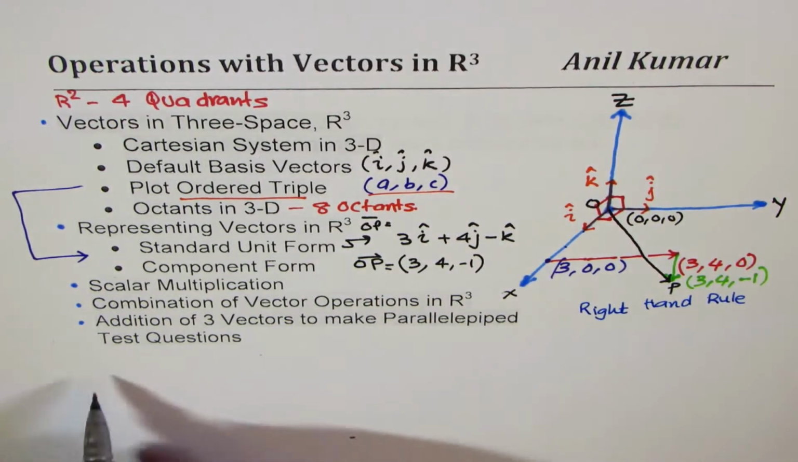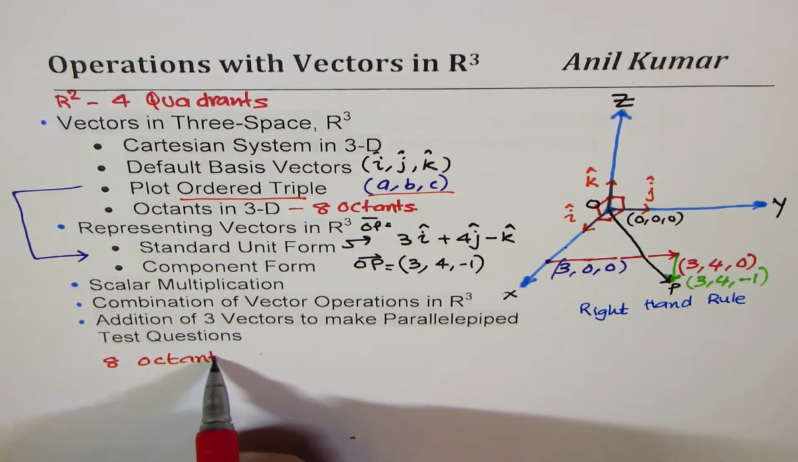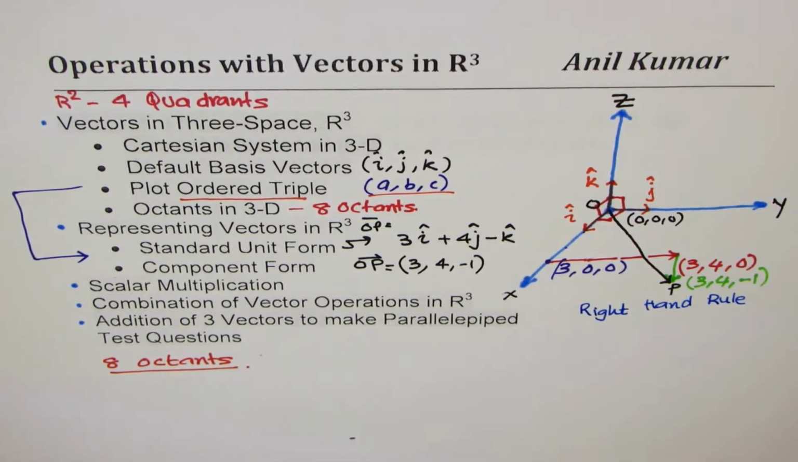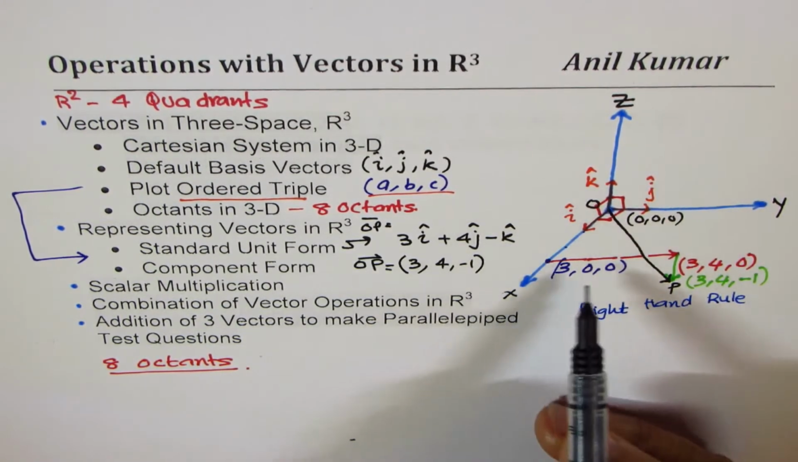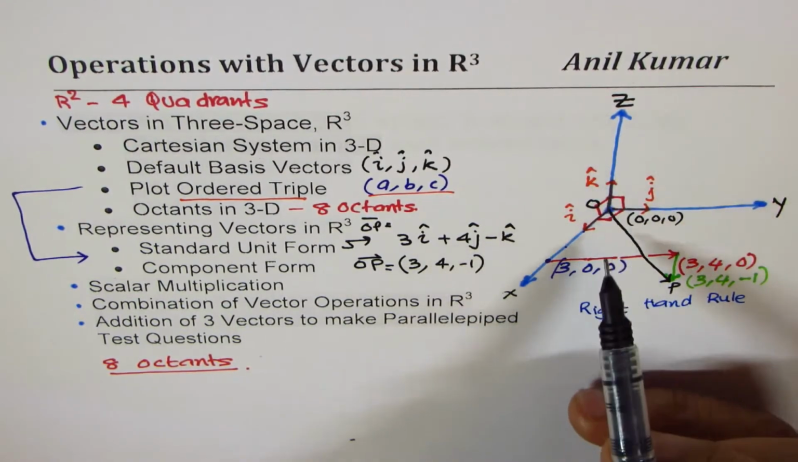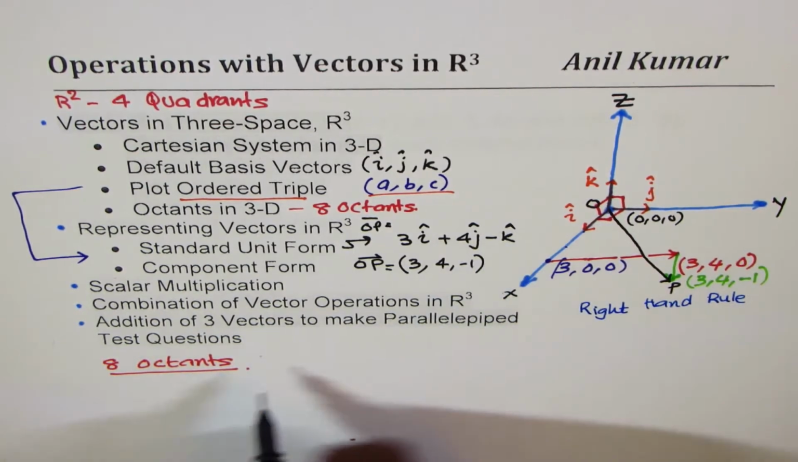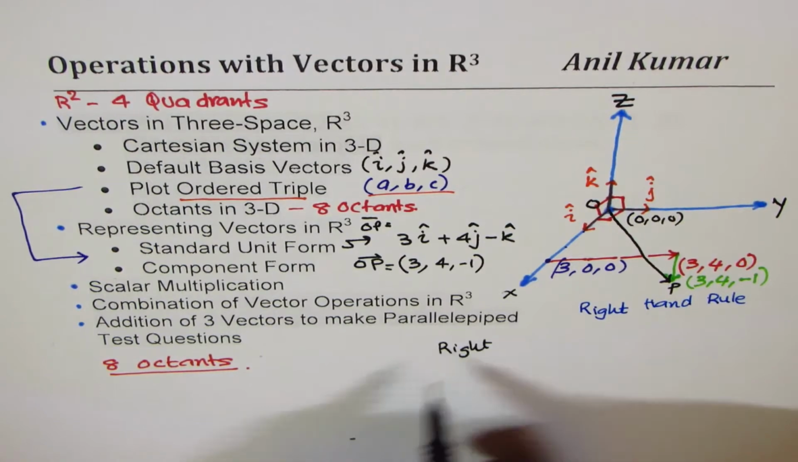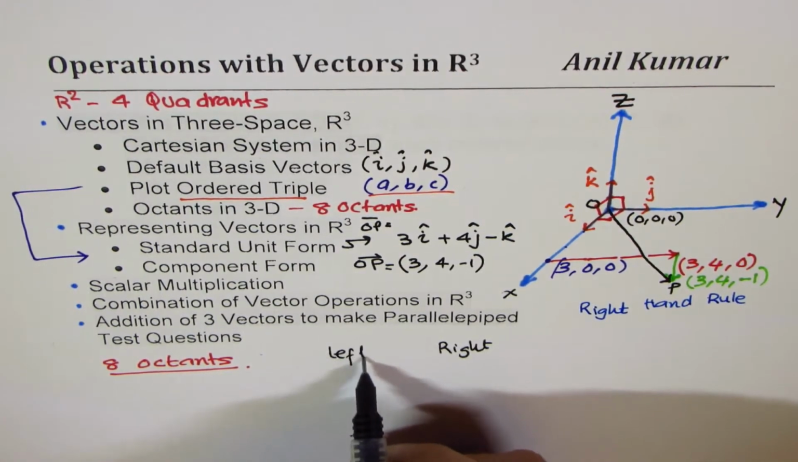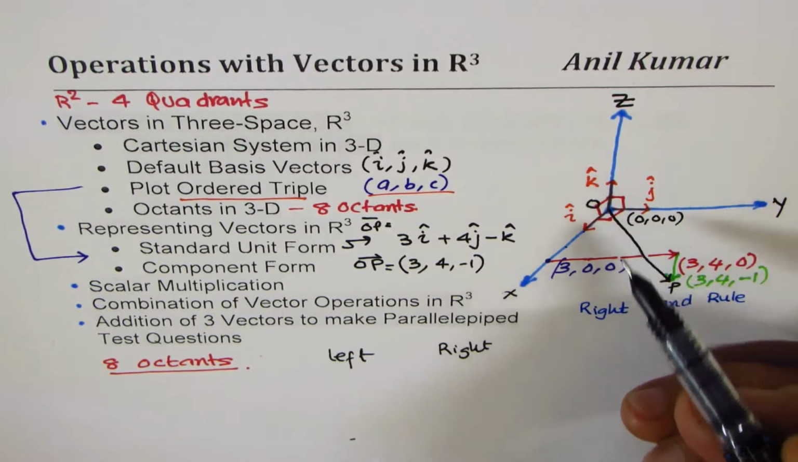Now what are these? Let me describe here. There are 8 octants. These octants describe the position of the vector, where the vector is. In this plane we can see the right side and the left side. So for octants, we say right side or the left side. Now in each side, the vector could be on top or in bottom, right?